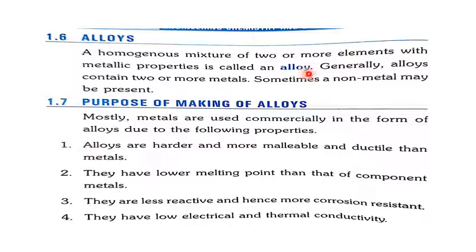Generally, alloys contain two or more metals. Sometimes non-metal may be present. A homogeneous mixture of two or more elements with metallic properties is called an alloy. Or simply, a homogeneous mixture of two or more metals is called an alloy. Generally, alloys contain two or more metals. Sometimes non-metal may be present in the alloy.